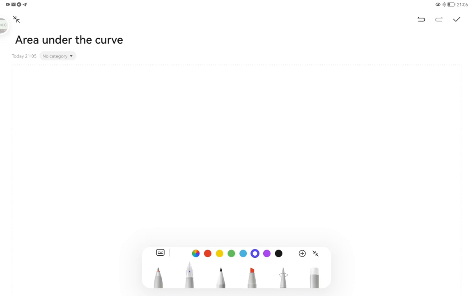Hello everyone. Today, I just want to make a brief summary of area under the curve. To begin with, I'll give the meaning of area under the curve first so that we can understand it. We already did integration.